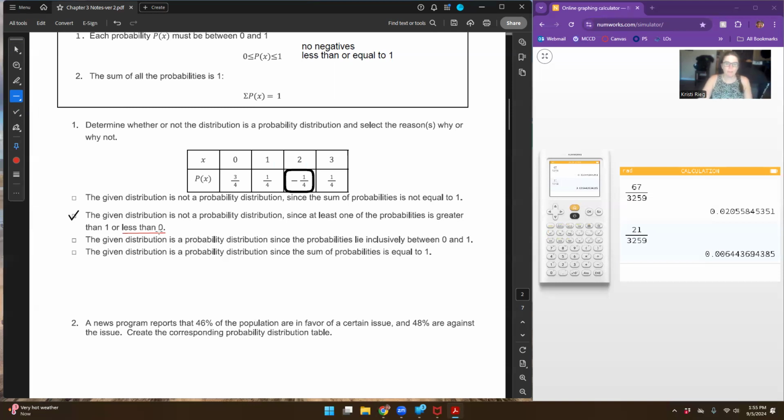And so since I have that, I can mark that one quickly. Now, it might not be a probability distribution because of this. Well, we know it's not a probability distribution, but it says select all that apply. So I'm going to check the other one.